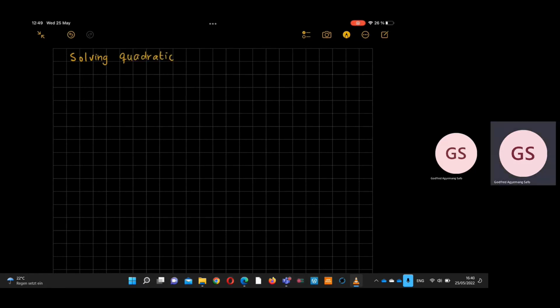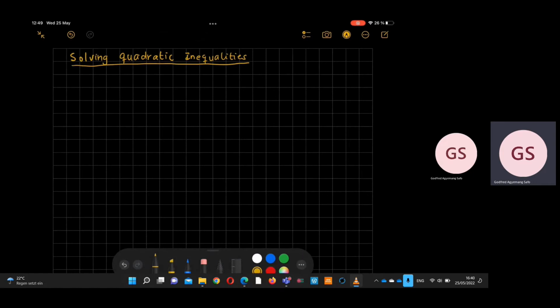Okay. So we are solving quadratic inequalities. And the process of solving quadratic inequalities is not different from solving quadratic equations. The only difference is now in this case, we have an inequality. So not an equal sign. That's the only difference.